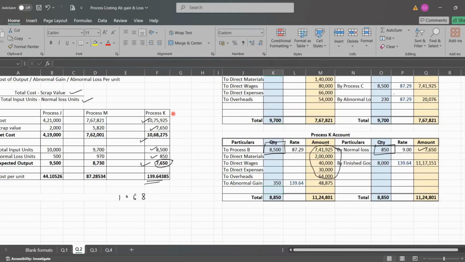So 10,68,275 divided by 7,650. Your working will be in this form. In column form, I am using this only because of Excel. Otherwise, your working will be in this form: 10,68,275 divided by 7,650 comes to 139.64. It is posted here, 139.64 on both sides. And then you have to multiply it and take the total of the process K account. So this way, for abnormal loss and abnormal gain, first of all, close the quantity column. And once you get the quantity of abnormal loss or gain, then calculate cost per unit for output as well as gain or loss. Thank you.